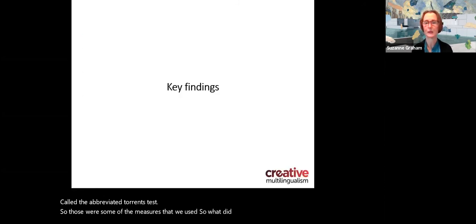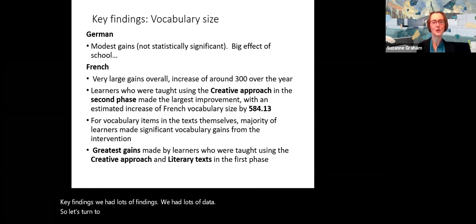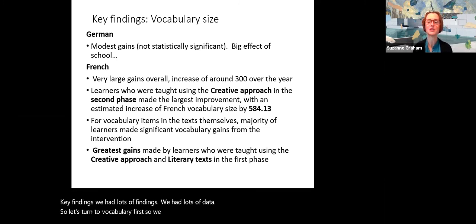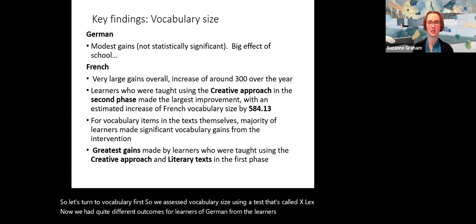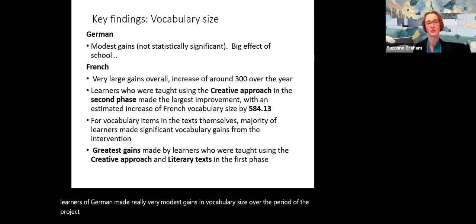So what did we find? Okay, key findings. We had lots of findings, we had lots of data. So let's turn to vocabulary first. We assessed vocabulary size using a test called XLEX. Now, we had quite different outcomes for learners of German from the learners of French, and disappointingly, the impact on learners of German from our study was pretty small, really. Learners of German made very modest gains in vocabulary size over the period of the project. The gains were not statistically significant.